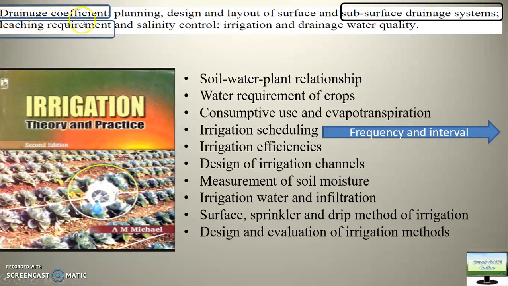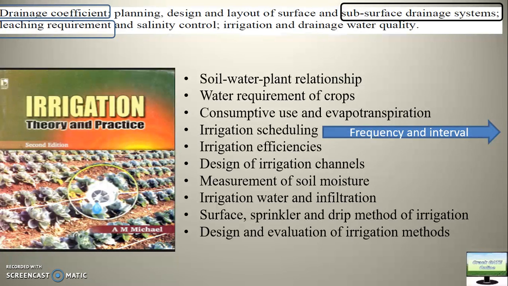So here these three topics: drainage coefficient, subsurface drainage system and leaching requirement. One whole chapter is given in this book regarding leaching requirement. So 2 or 3 more important formulas are there. You remember that, and also you should know the difference between saline soil and alkaline soil from a theoretical point of view. Drainage coefficient I will deal with in a subsequent lecture. You can see that lecture.